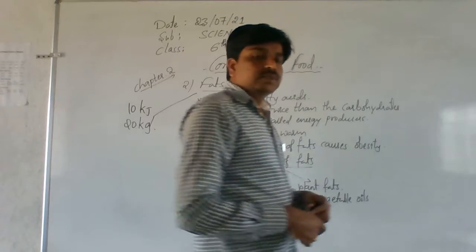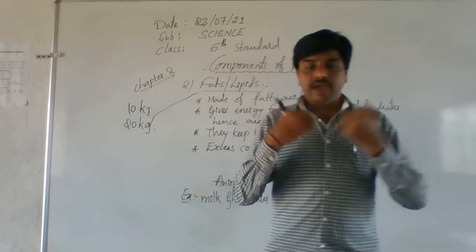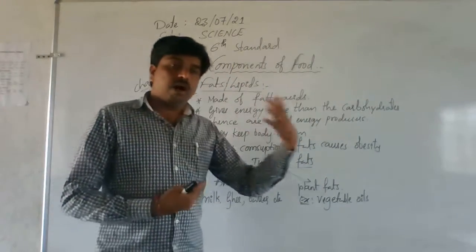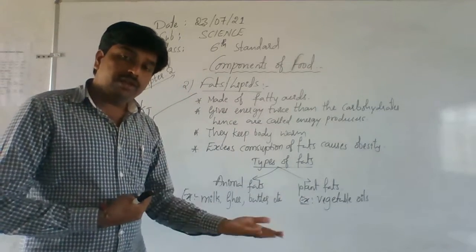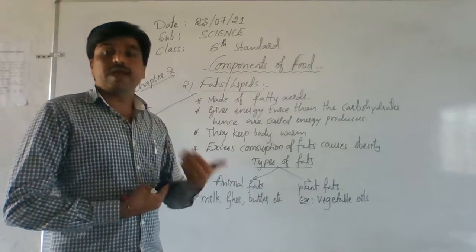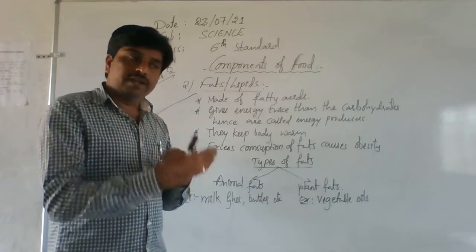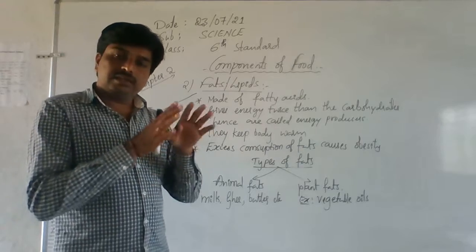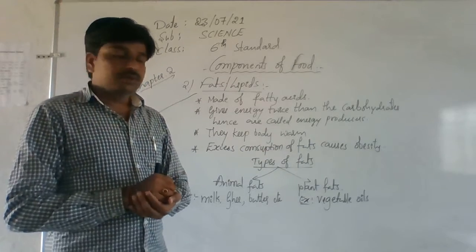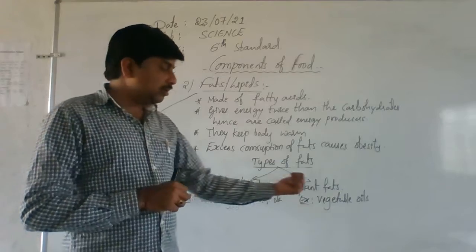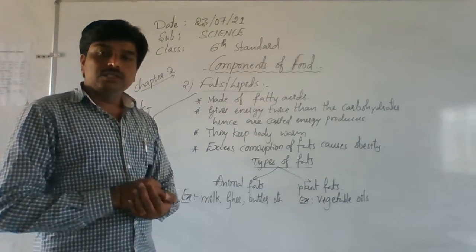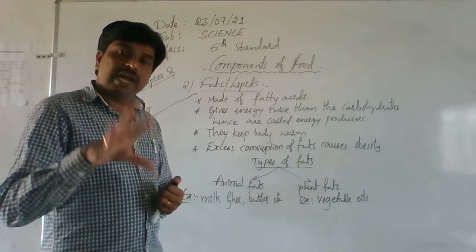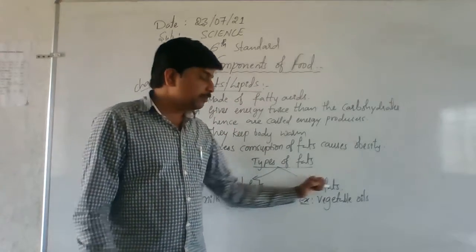So then sir, how can we get these fats, how can we provide these fats to our body? Depending upon where we obtain the fats from, they are classified. Understand? Based on where we get fats from, there are two types: animal fats and plant fats. The fats obtained from animals are animal fats. The fats obtained from plants are plant fats.